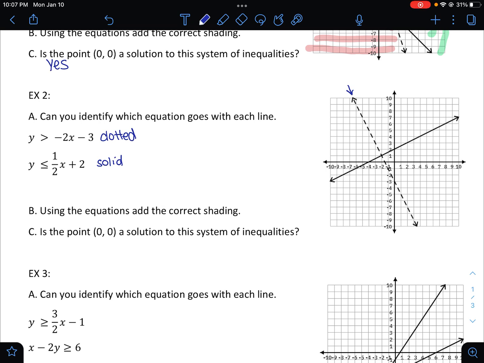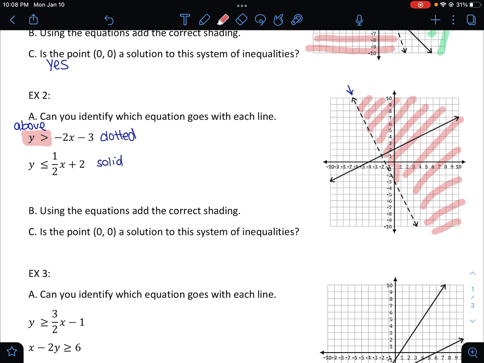So we're going to focus on our shading now. For this first one right here, since it opens towards the y, that means we're going to shade above. So I'm going to find the dotted line and shade above. So I find my y-intercept, I go up. So this area right here is above the dotted line.